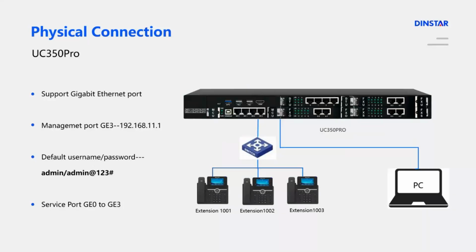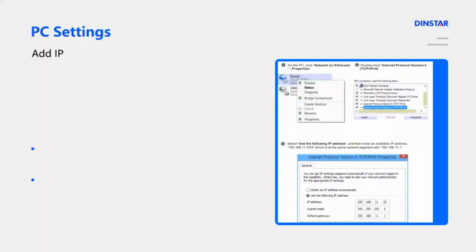And for the UC315 Pro, the management port is changed. G3 is the management port, and the service ports are from G0 to G3. So at the first time, we have to connect to the device with a PC under the same switch or connect directly to access our device. We have to set the same network segment as the default device IP address.